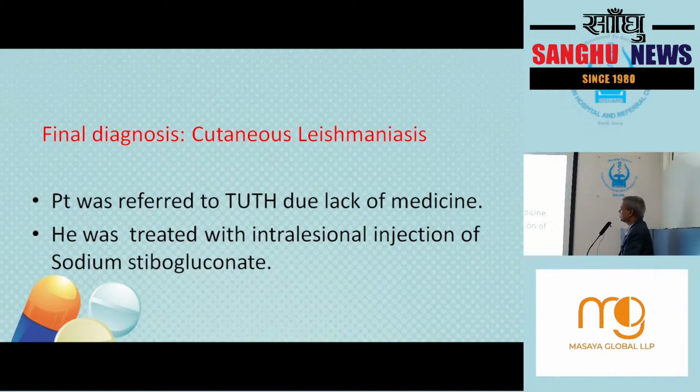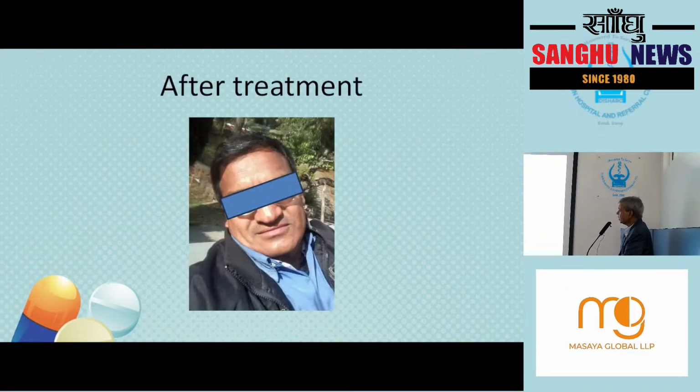My final diagnosis was cutaneous leishmaniasis, and I didn't have the medicine to treat it, so I sent the patient to the teaching hospital, and the patient was treated with intralesional sodium stibogluconate. You can see the nose now; actually there were goggles, but I hid them to show you now.